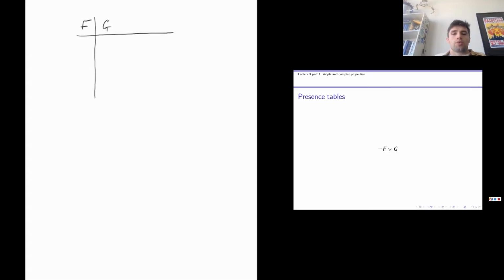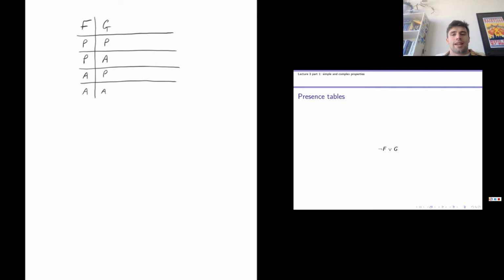So in row 1 we have present, present, so both F and G are present. In row 2 we have F present and G absent. In row 3 we have F absent and G present. And in row 4 we have both F and G absent.